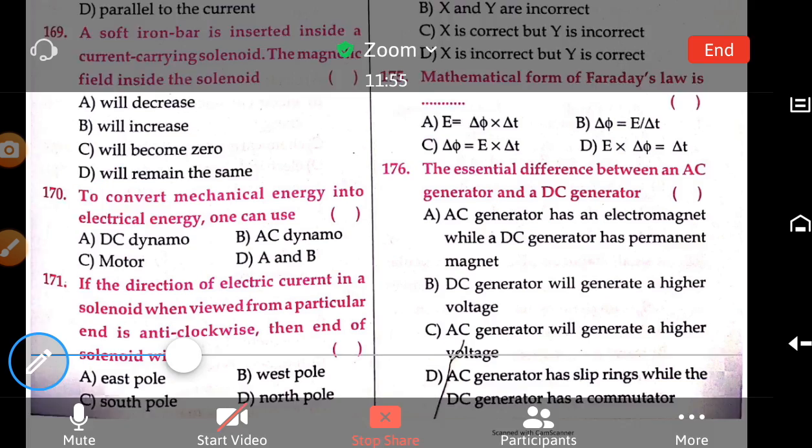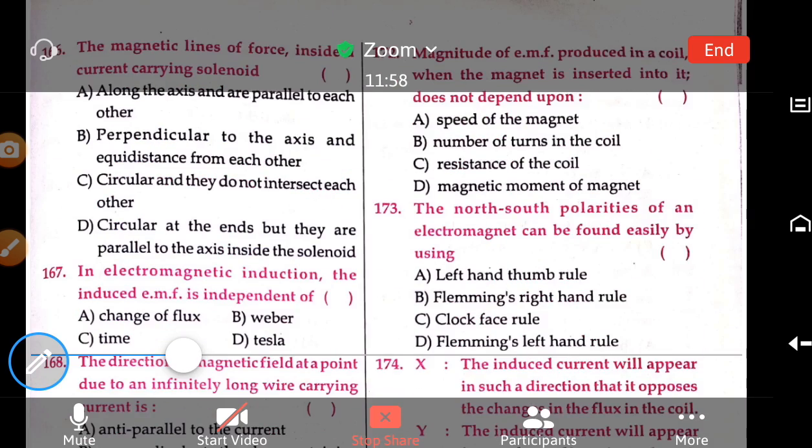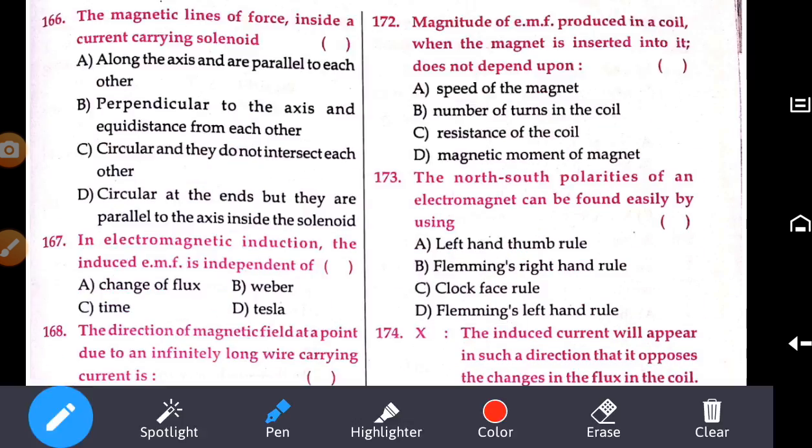Okay, let's continue. Don't want to waste your time. The magnitude of EMF produced in the coil when the magnet is inserted does not depend on. So, magnitude of the EMF does not depend on. This question was already asked. Repeat. I think in the set one, the answer is magnetic moment of the magnet.